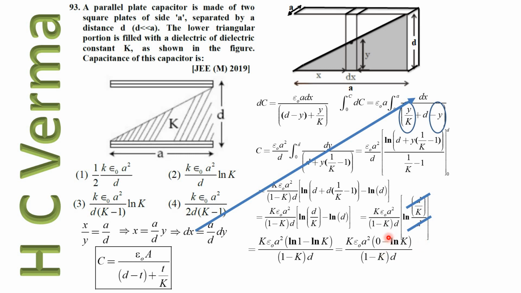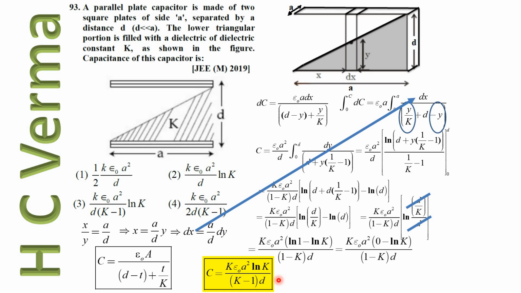And to adjust this minus sign, take this minus to the denominator, write 1 minus k as k minus 1, and that gives the correct answer. So which option is the correct one? You can find. So the correct answer is number 3. So the third option is the correct answer.